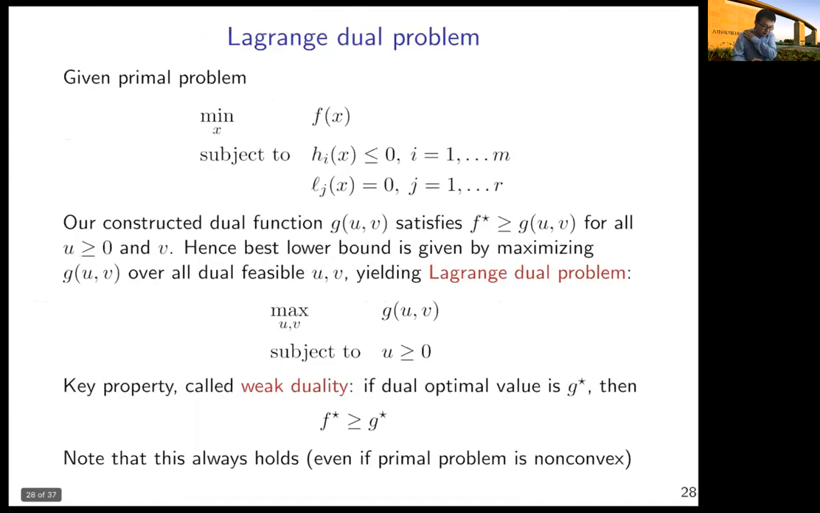Okay, so let's look at this problem in detail, right? Notice that the Lagrange dual exists for all problems, not just the convex optimization problem. However, if in addition we assume that this is a convex optimization problem, then maybe we can get a little bit more than this inequality.